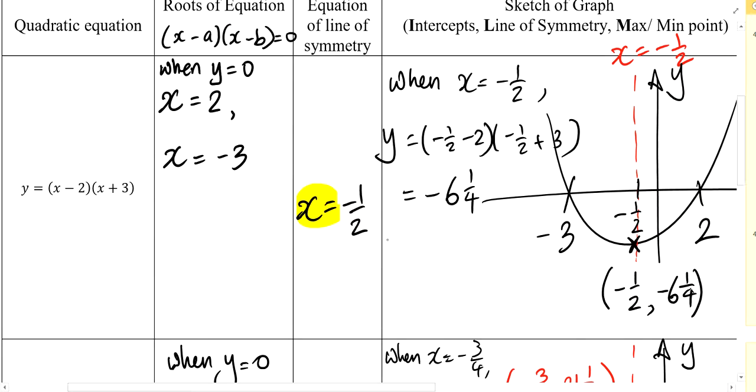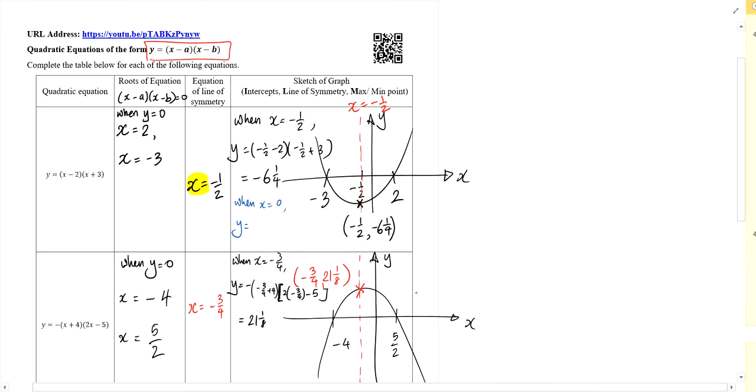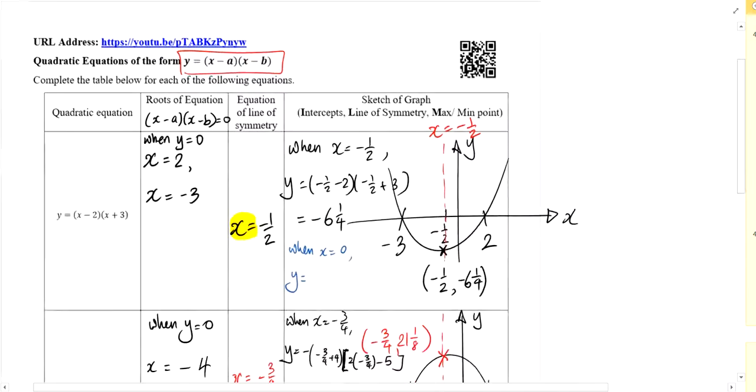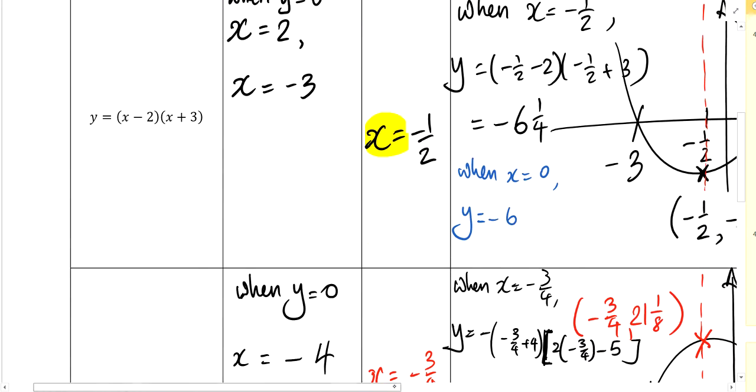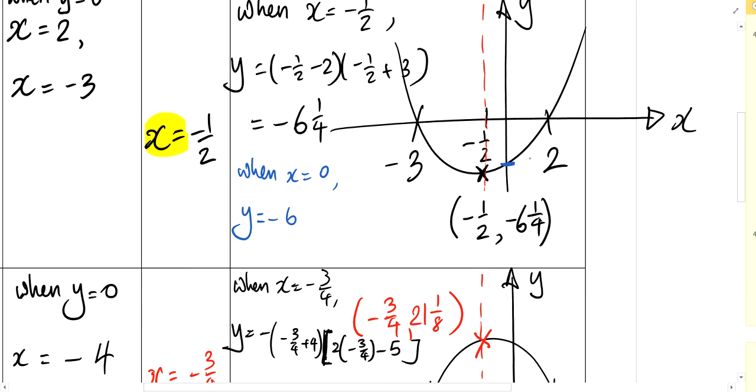When x, I'll use another color, let's use blue. When x equals 0, y equals, okay, tell me the answer straight away. Mental sum, don't need calculator. 0 minus 2 is negative 2. 0 plus 3 is 3. Negative 2 times 3 is negative 6. So the first one, y is negative 6. Check, yeah, it's over here, negative 6.